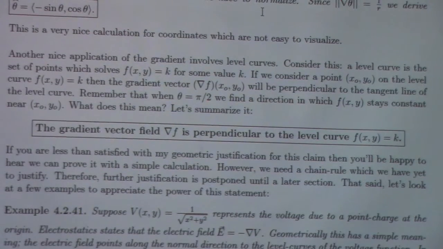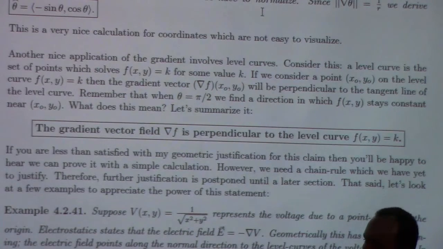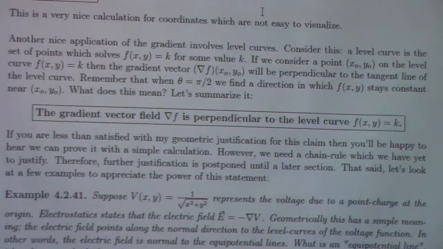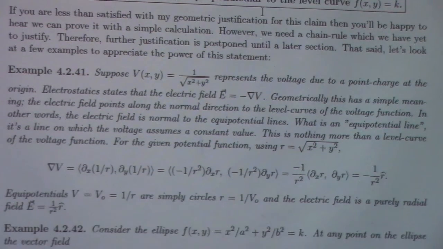So this is the important thing that we must take away from everything we're doing today. The gradient vector field, nabla f, is perpendicular to the level curve. That is at the heart of everything I've told you, all right? So you're like, well, who cares? Can you give me a real world example? Indeed, I can.